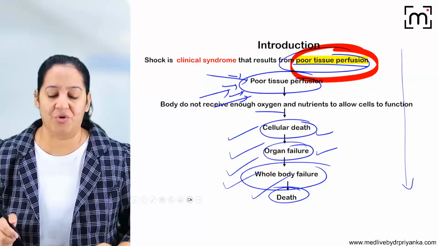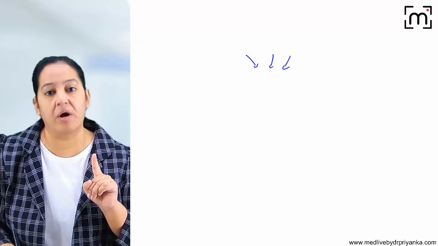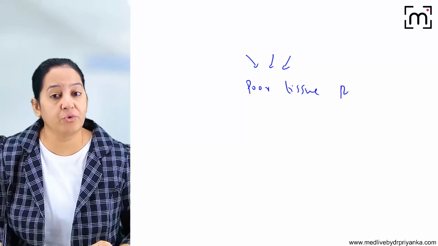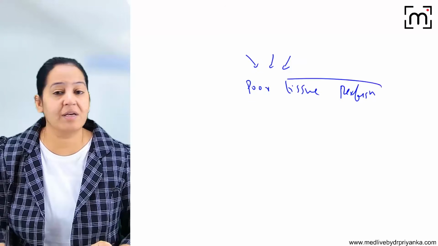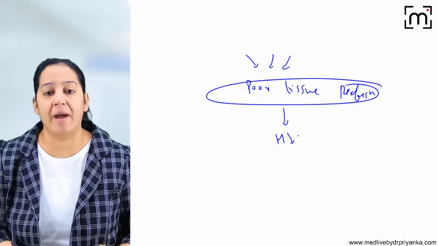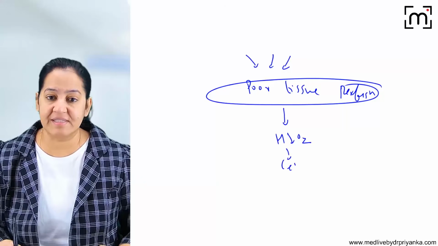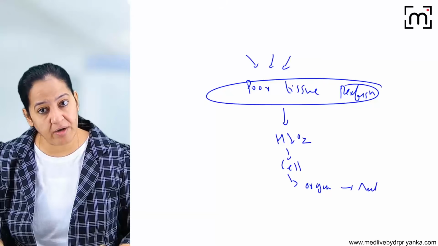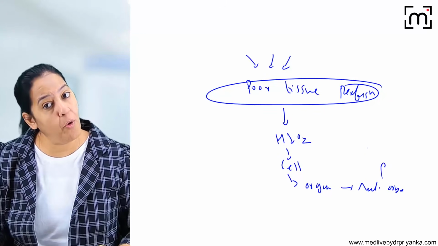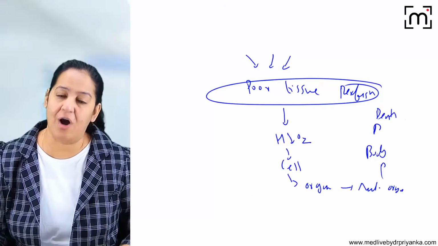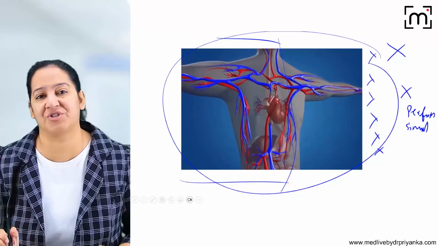So this is shock. How do you define shock? Whatever the type of shock, ultimately there is poor tissue perfusion. So multiple organs are not getting blood. What will it lead to? Multiple organs will have hypoxia together. First there is cell death, then organ failure, then multiple organ failure, then whole body failure, and finally death. So this is shock. This is how you have to define shock or write the introduction of shock.